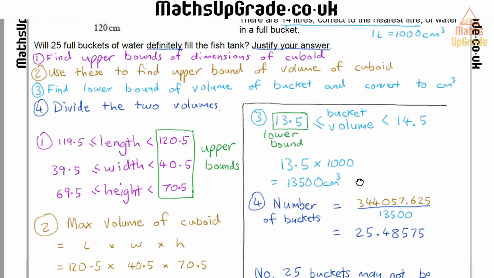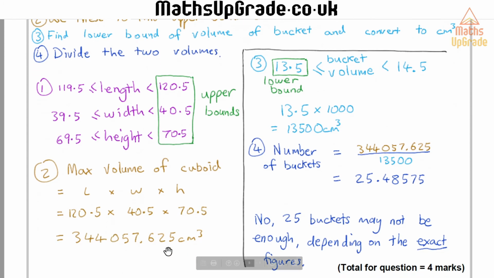And the last thing I'm going to do is divide this largest possible volume of that fish tank divided by the smallest possible volume of that bucket. And that'll tell me the most number of buckets I could possibly need to fill that fish tank. And the answer there is 25.48575. I need to quote this exact decimal. I'm not going to round anything here. I need to quote the exact thing.